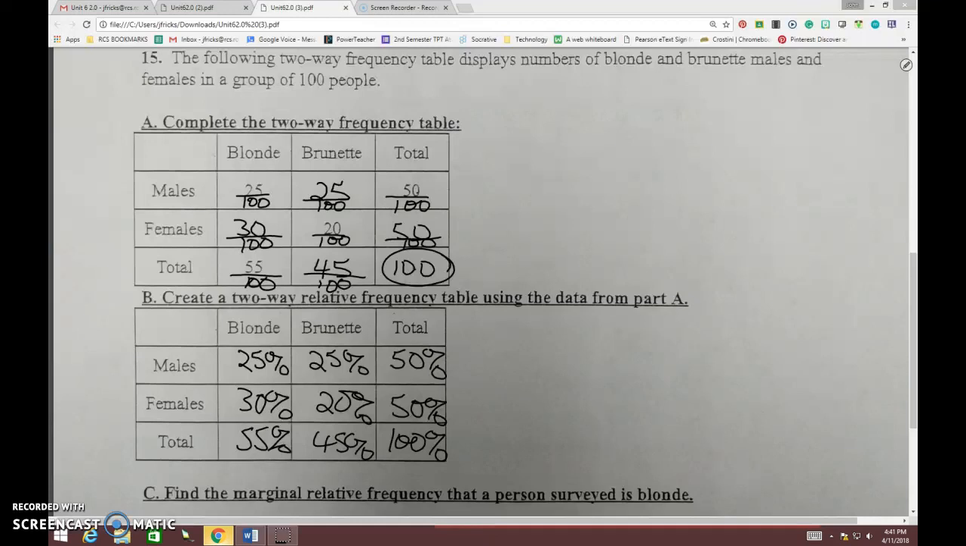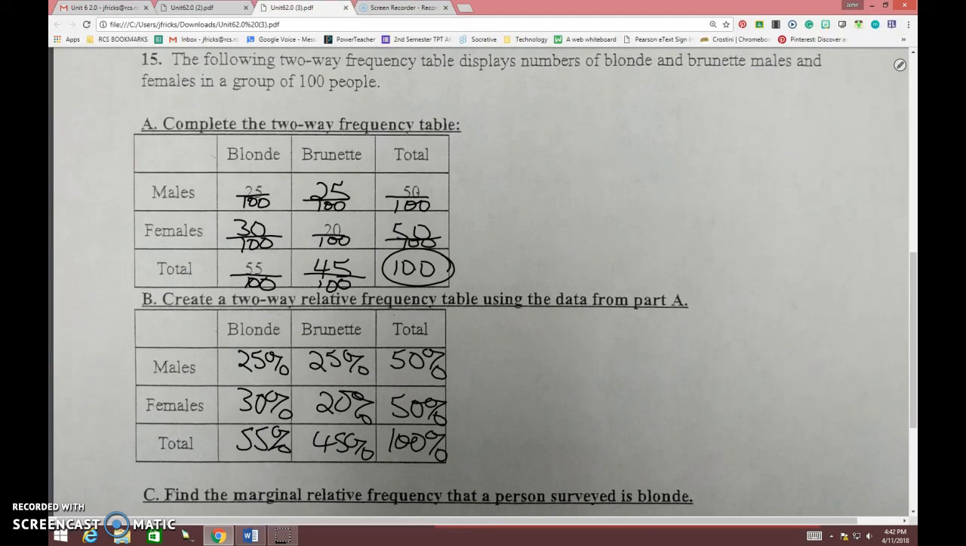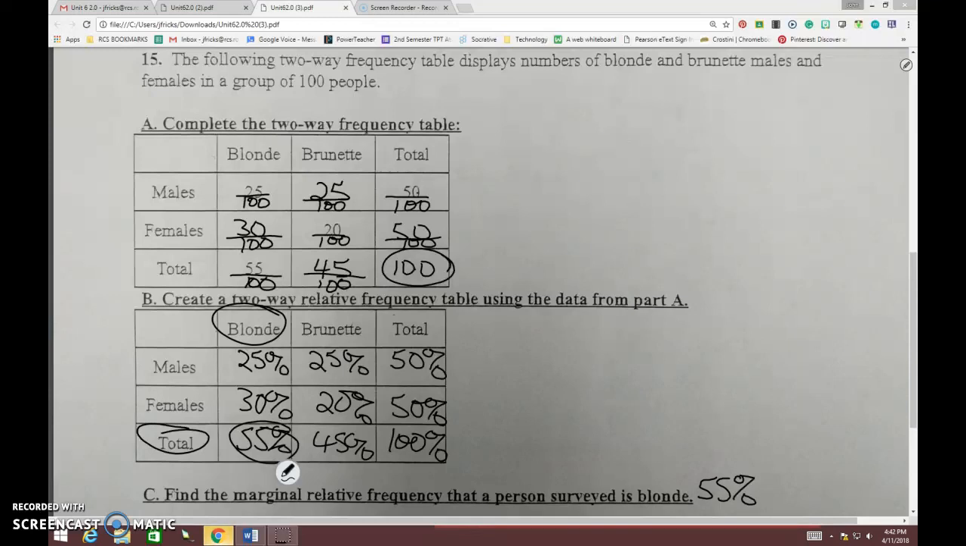Now, once we get past this, we then have to answer question C and question D. And I think, yeah, my numbers are going to move on me here. So question C, we'll just talk about it. Question C said, find the marginal relative frequency for a person surveyed as blind. So we want to look at the total number of blinds here. So here's our blind category. Here's our total category. So for the total number of blinds, we're going to have a 55%. So down here at the bottom, answer question C, we're going to get a 55%.